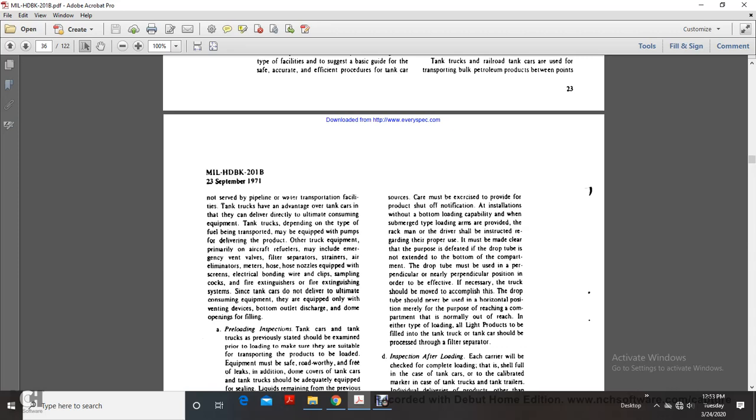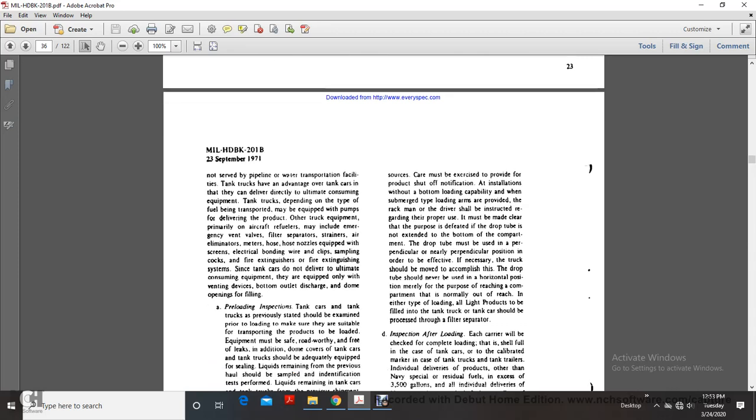Tank trucks, depending on the type of fuel transferred, may be equipped with a pump for delivering the product. The other tank equipment is predominantly for aircraft. The refuelers may include emergency vent valves, filters, separators, strainers, eliminators, meters, and hoses equipped with screeners, electrical bonding wire and clips, sampling cock, and fire extinguisher system. Since tanker cars do not deliver to the ultimate consuming equipment, they are equipped only with a venting device, bottom outlet discharge, and a dome opening for filling.